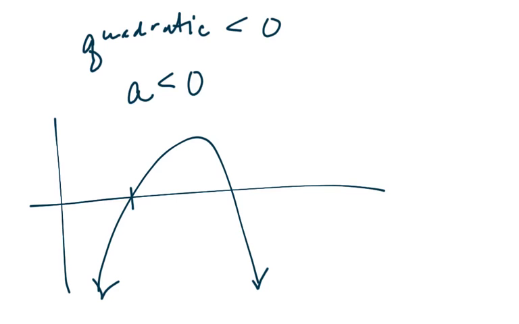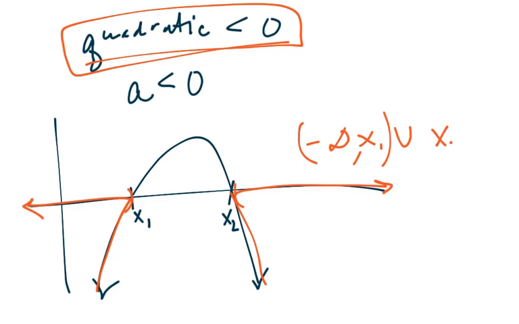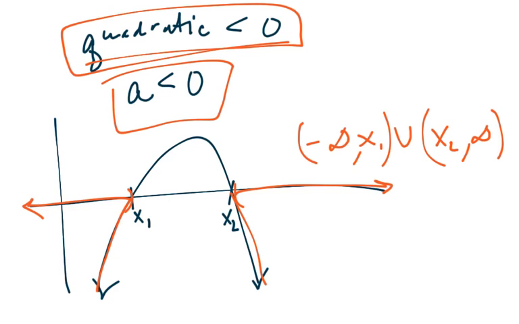And let's say this is x1 for the first x-intercept and x2 for the second one. This would be, where is this quadratic less than 0? So that's from here to here, so that's these x values. It would be from negative infinity to x1, union with x2 to positive infinity. So the concept is the same. Just because we didn't see any examples with a negative leading coefficient, the concept is the same.